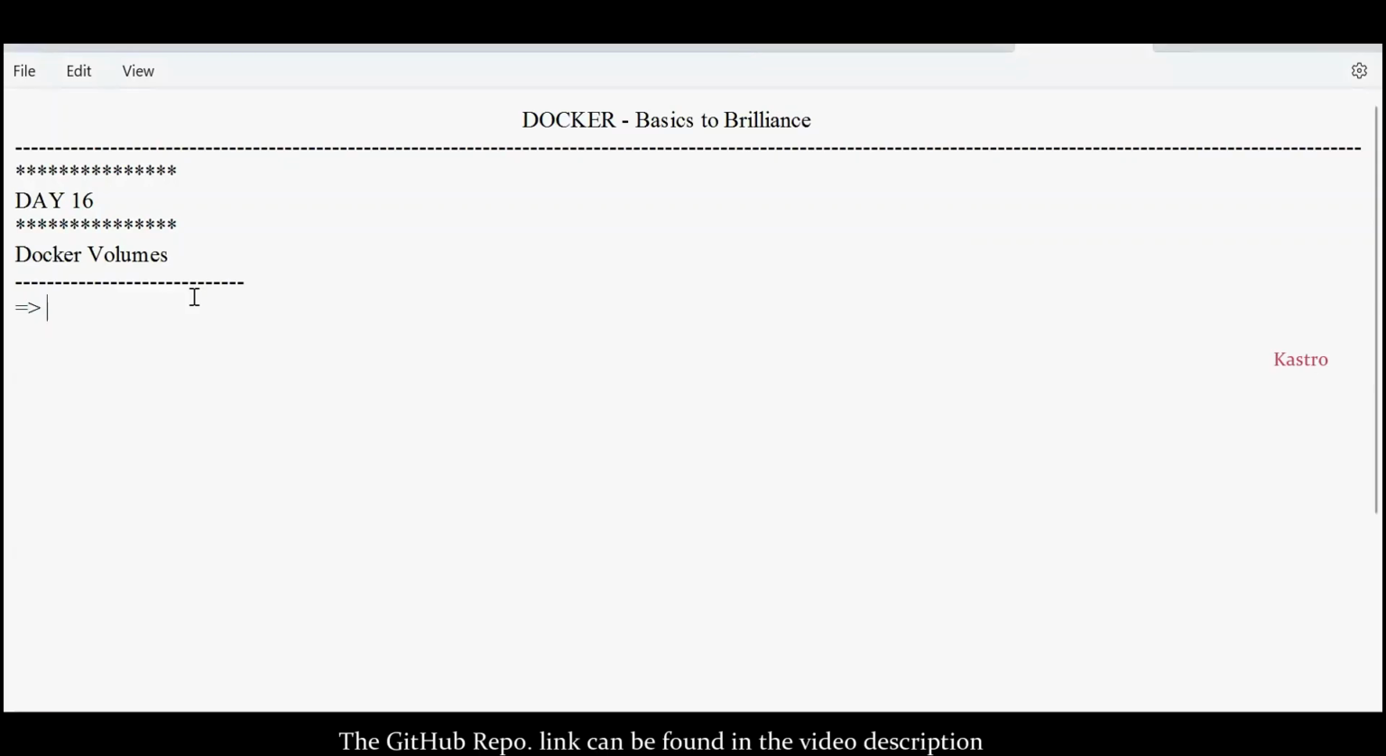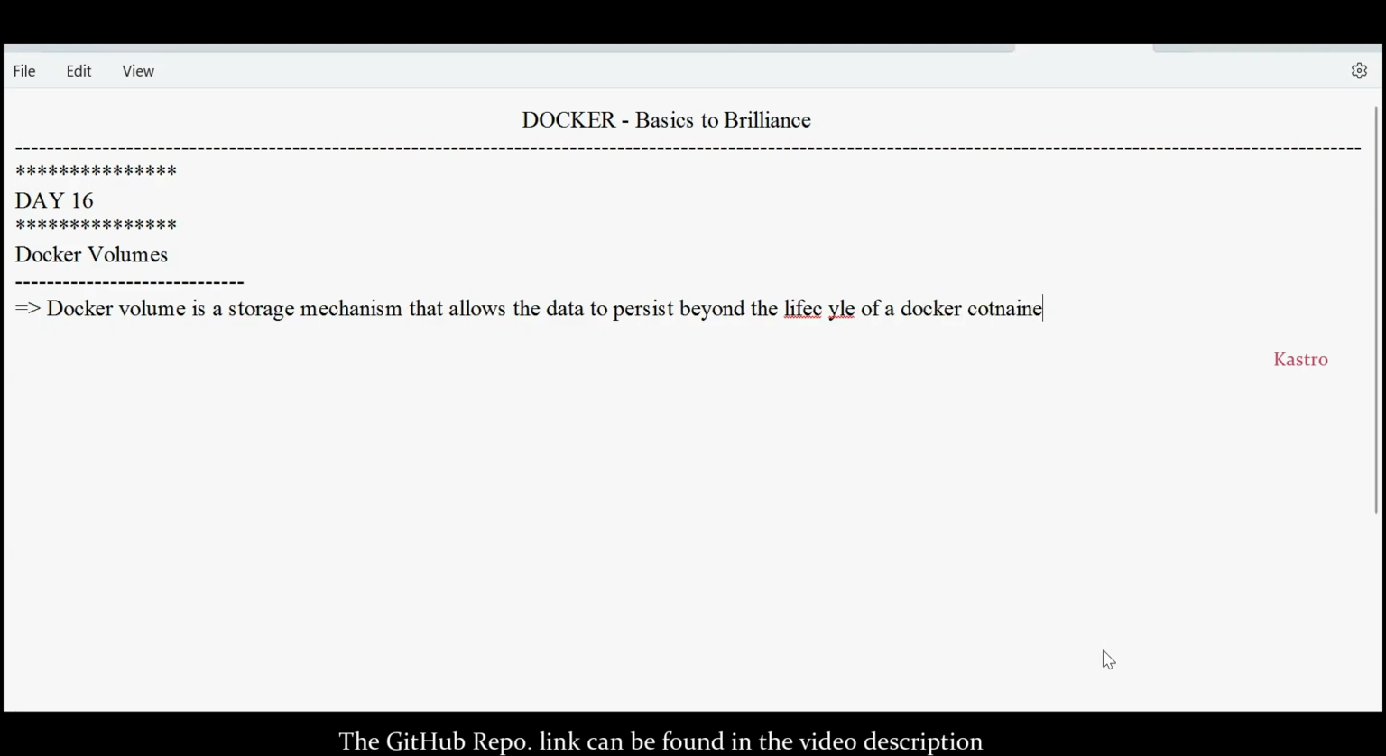Firstly, let us understand the typical definition of what is meant by Docker volume. Docker volume is actually a storage mechanism that allows the data to persist beyond the life cycle of a Docker container. This is the typical definition of what is meant by a Docker volume.